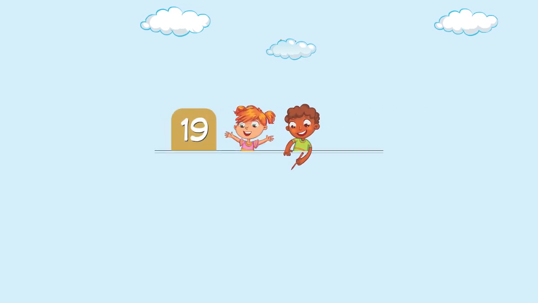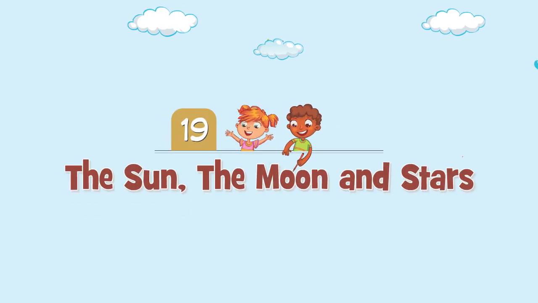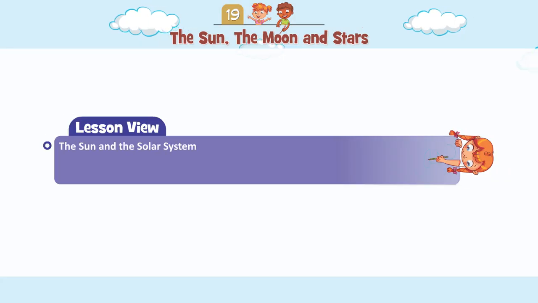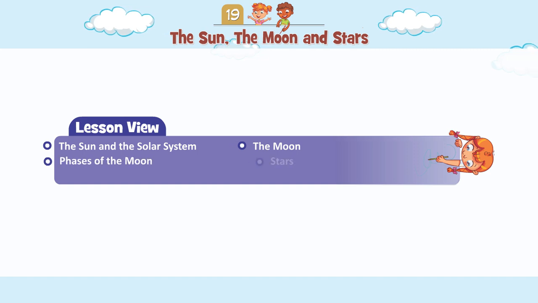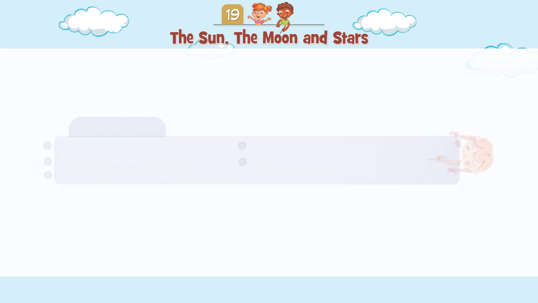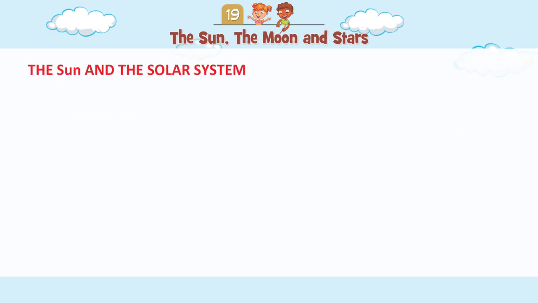Chapter 19. The Sun, the Moon and Stars. Lesson View. The Sun and the Solar System. The Moon. Phases of the Moon. Stars. Other objects in the sky.